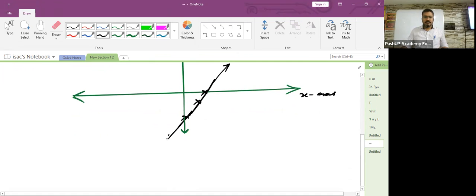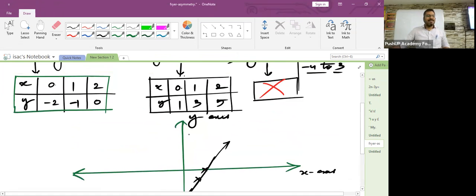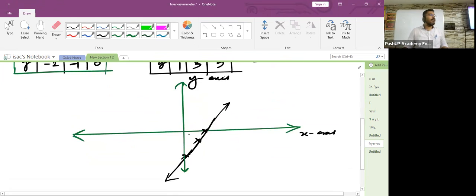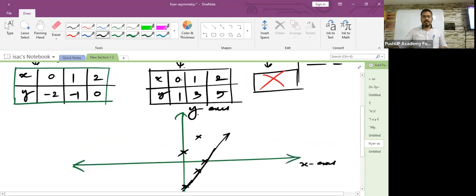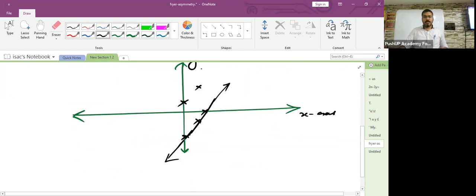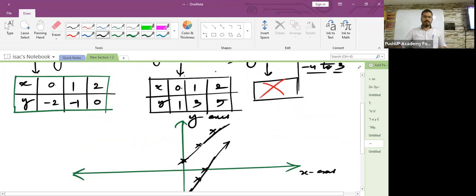Okay. The next one, 0, 1. 0, 1 will lie where? X is 0. Y is 1. That means it will lie on the y-axis over here. I'll just cross it. 1, 3. First quadrant. Very good. Somewhere over here. Then 2, 5. First quadrant. Somewhere over here. Are these lines parallel to each other? They will intersect each other. All right.